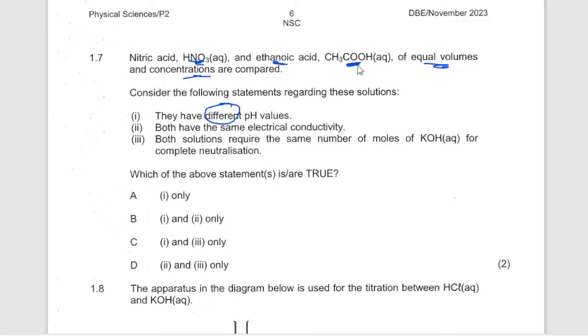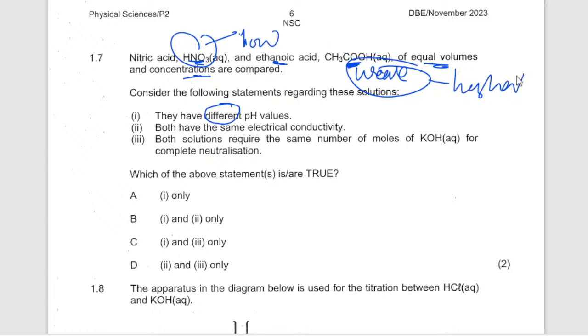Why? Because this is a weak acid, so it ionizes partially, while this is a strong acid, meaning that the pH of this is a little bit lower and this one is higher. Remember, when it's higher, it means that it's a weak acid. So now what happens? Both have the same electrical conductivity. No, strong acids have a strong electrical conductivity compared to others. So this is out.